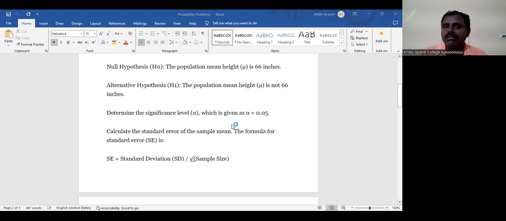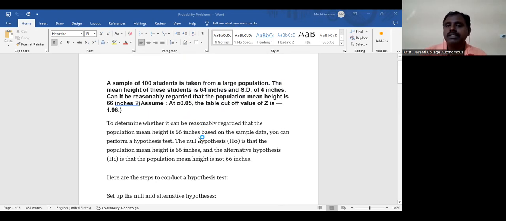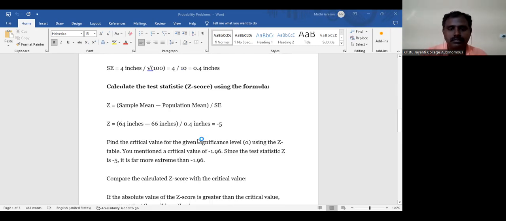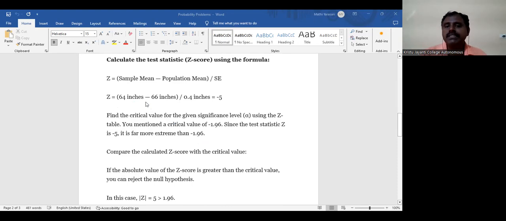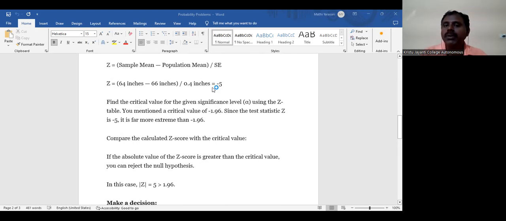The sample mean they gave in the question: a sample of 100 students is taken from the large population, and the mean height of these students is 64 inches. So the sample mean is 64 inches and the population mean height is 66 inches. That is why we write 64 inches minus 66 inches divided by the standard error, which we calculated as 0.4 inches. So you get a Z value of minus 5.